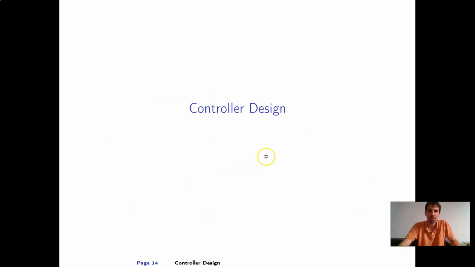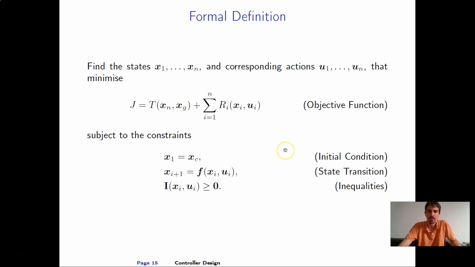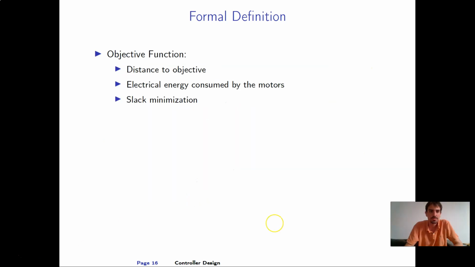The next step is to design the controller. First, we formally define the needs of the controller. We need to be able to find the future states and their corresponding inputs, which minimize an objective function. The future states are constrained by an initial condition. They are also linked together by a state transition function. Finally, we can add inequalities to further restrict some variables in the controller.